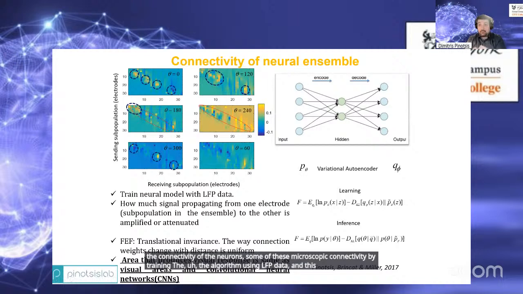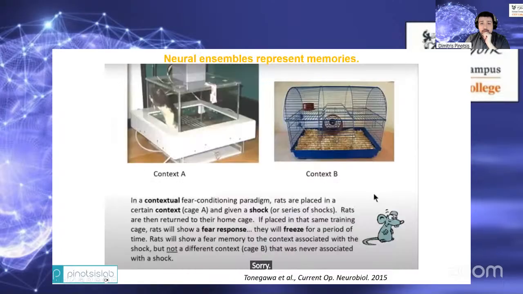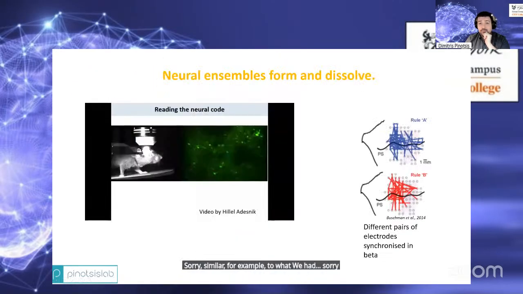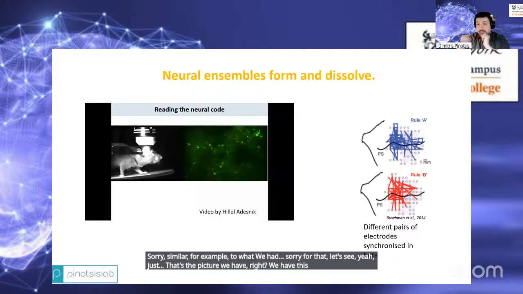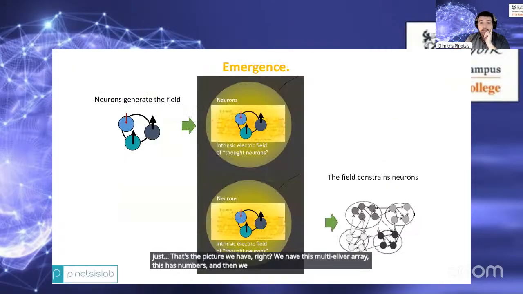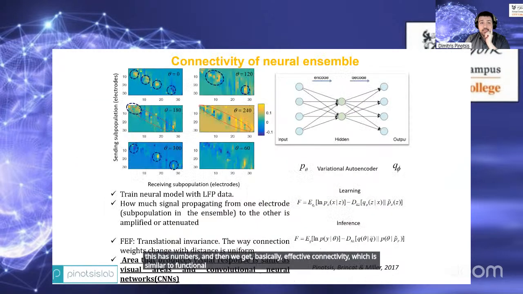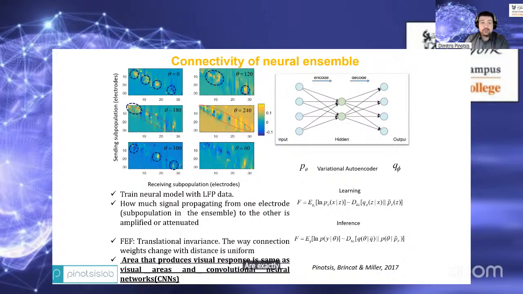And this matrix essentially tells us, as the second bullet point here says, how much signal is propagating from one electrode or subpopulation of the ensemble to the other. The axes here, 0 to 30, etc., are the number of the electrode on the multi-electrode array that sits on top of the monkey brain. Similar, for example, to what we had before. We have this multi-electrode array with numbers, and then we get effective connectivity, which is similar to functional connectivity, in these matrices up here. So we have location by location, and the entries here are exactly the connectivity weights.